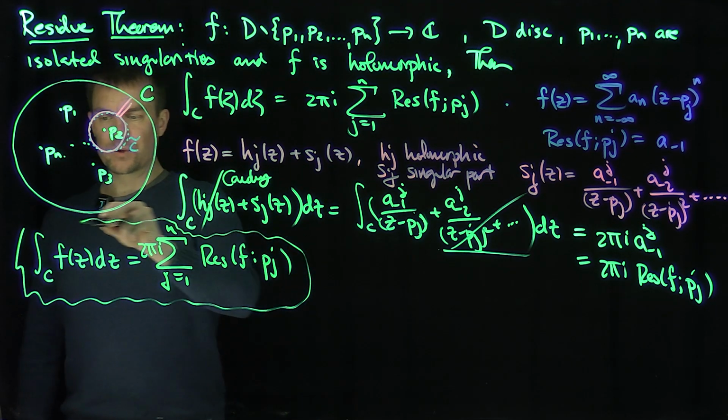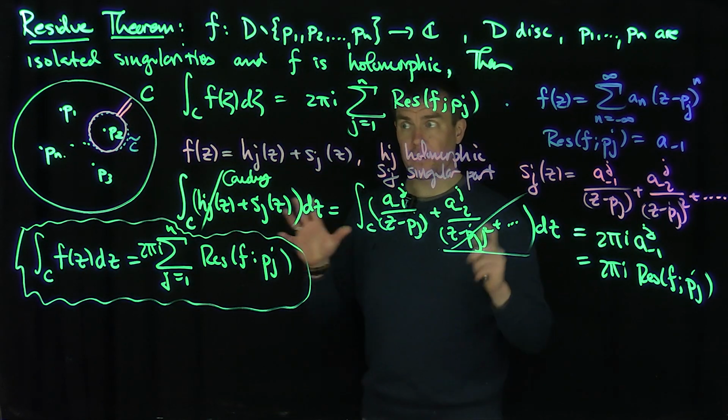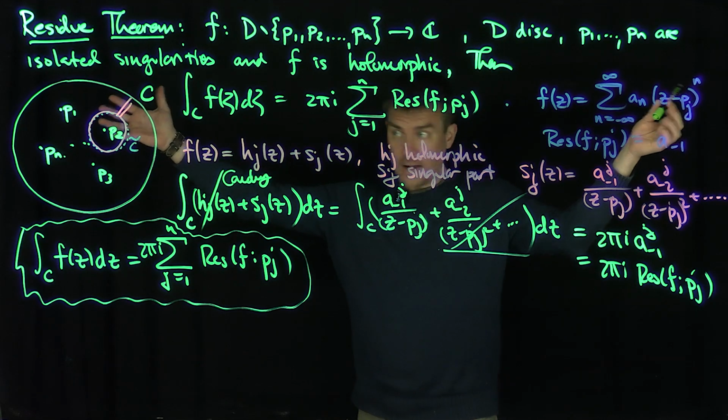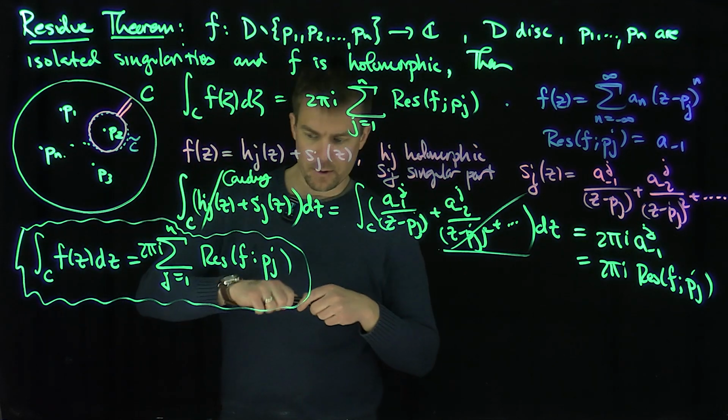This is a very, very useful mechanism, right? It allows me to compute integrals extremely fast. So that's the residue theorem. Beautiful, right? And so let's do a simple example of this. Let's do one simple example.